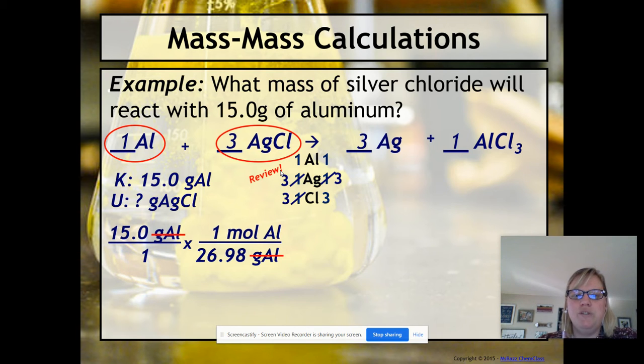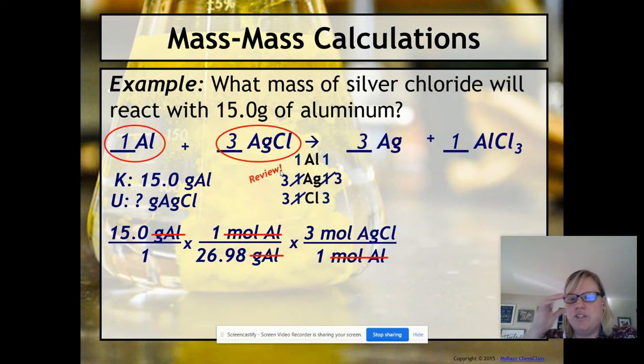So now we're going to use our mole ratio. We have 1 mole of aluminum for every 3 moles of silver chloride. We want to end up with the moles of silver chloride and cross off our aluminum. So the silver chloride is going to go on the top. So we have 3 moles of silver chloride for every 1 mole of aluminum. And now we can cross off our aluminum, okay?